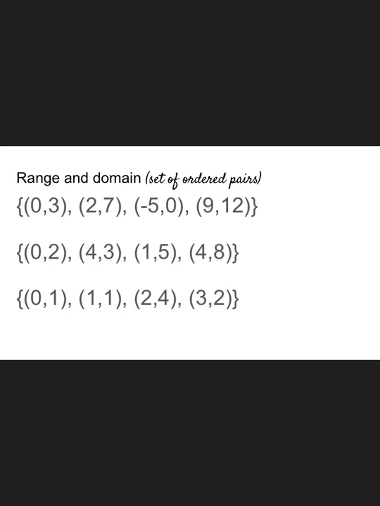So the domain is going to be all of the x values. We can highlight those. Got 0, 2, -5, and 9. And we do want to put these in order from least to greatest, which means we're going to put -5 first, then 0, 2, and 9.